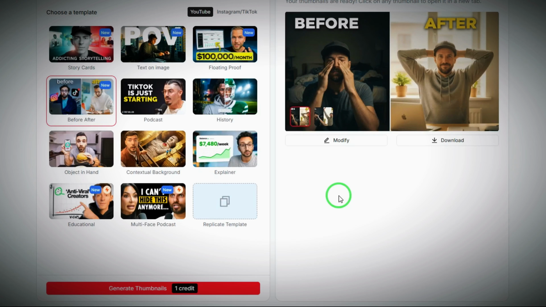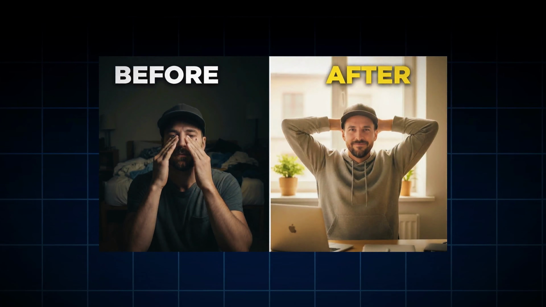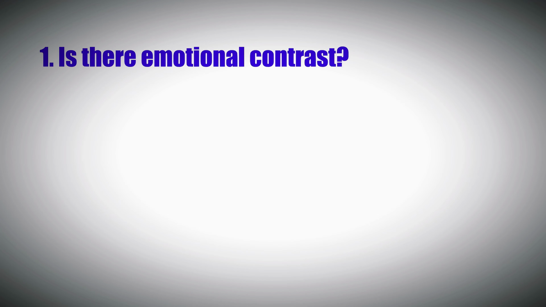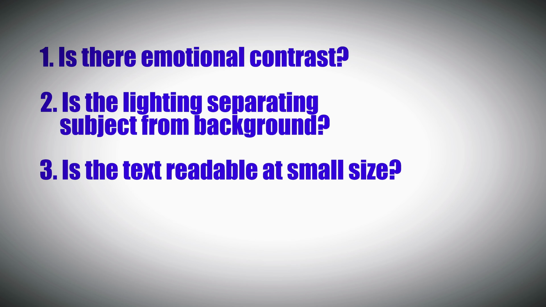Now the AI generates 2 variations. This takes about 20 seconds. And now we have options. When the thumbnails appear, I don't just look at design. I analyze structure. Is there emotional contrast? Is the lighting separating subject from background? Is the text readable at small size? Is there visual tension?